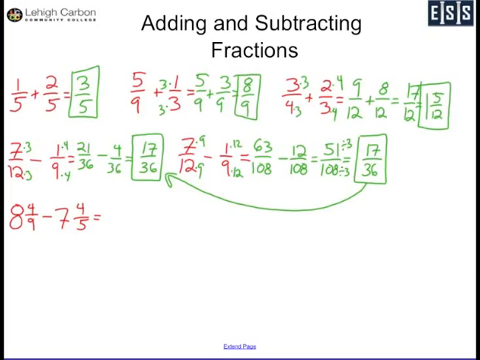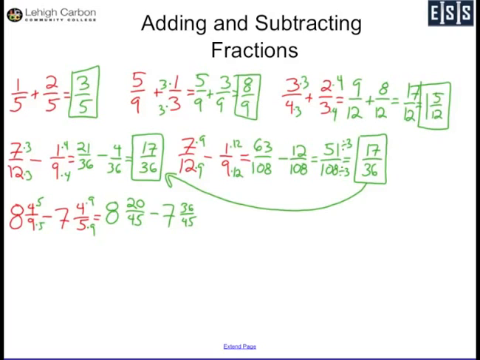Our last example is 8 and 4/9 minus 7 and 4/5. As always, since I'm subtracting, I need to start with a common denominator. Common multiple of 9 and 5 is 45. So I'm going to multiply top and bottom by 5 for the first one. So I get 8 and 20 over 45 minus 7 and 4/5. I'm going to multiply top and bottom by 9. So I get minus 7 and 36 over 45.